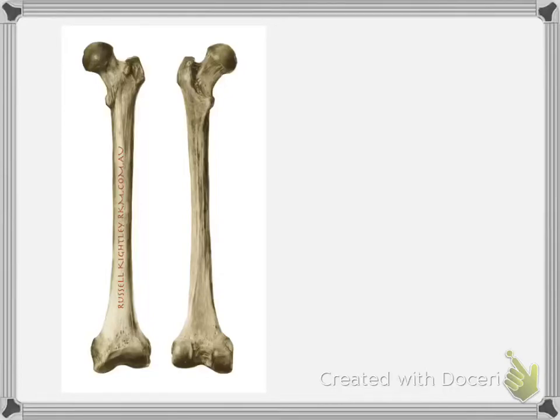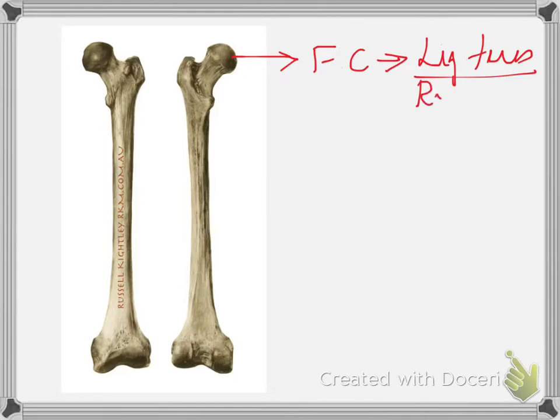Dear all, we are going to see some important landmarks, their clinical significance, as well as MCQ points regarding the bone femur. Number 1, this is the area called fovea capitis. The ligament attached to it is ligamentum teres. Teres means round, so ligamentum teres of femur, or round ligament of femur.